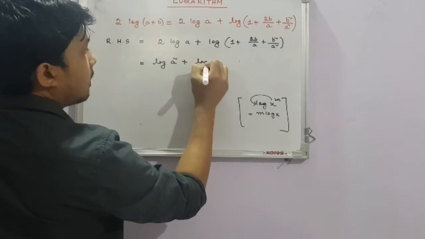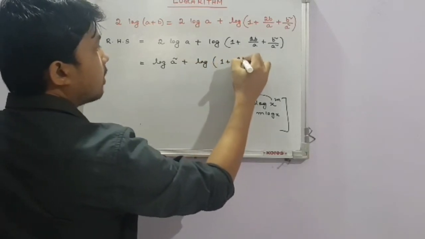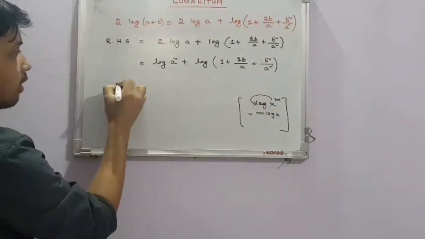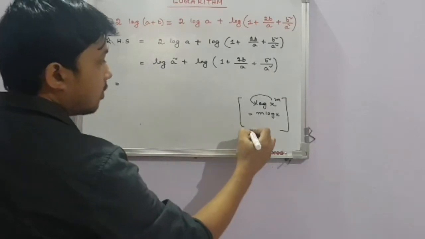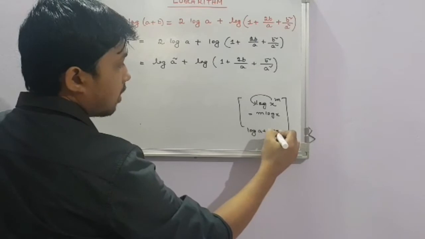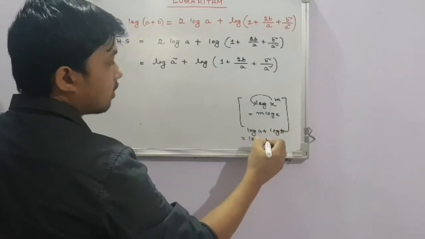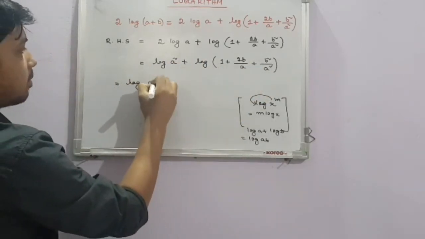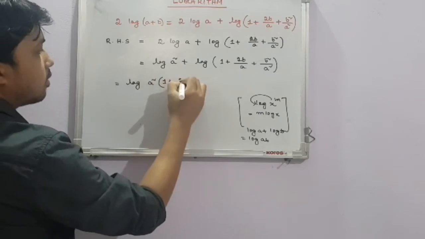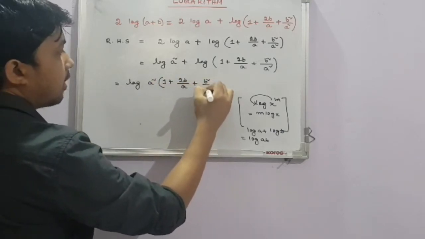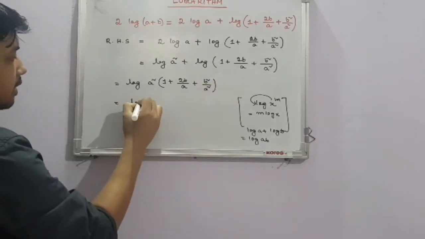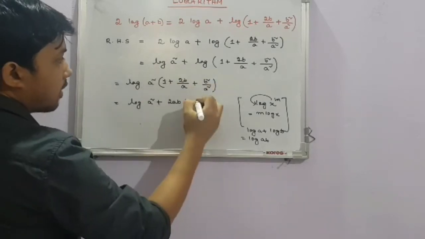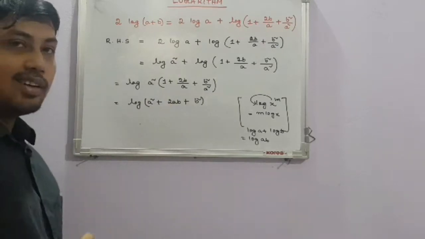Now here, let me keep it like this, there is no change. Don't take the LCM here, keep it like this. Now, log a plus log b, if you recall the property, is log ab. So this and this will be combined and I have to multiply. So a square into (1 plus 2b by a plus b square by a square). Now if I multiply, I'll get log of a square, a cancels, 2ab, a square cancels, b square. That's it, so multiply.